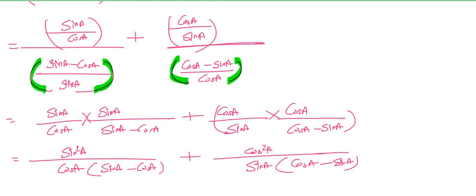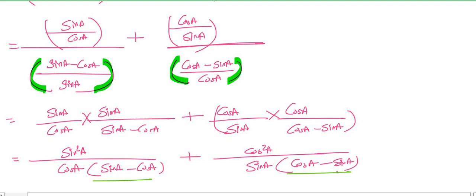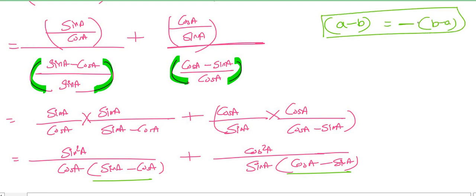So here I observe this is sin A minus cos A, this is cos A minus sin A. Little bit closer. So we know A minus B is minus of B minus A. Correct? We can flip it. A minus B becomes B minus A if we put minus. Okay. So let me try here. This is cos minus sin. I am planning to make it sin minus cos.